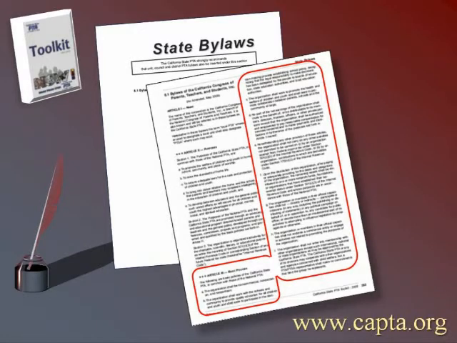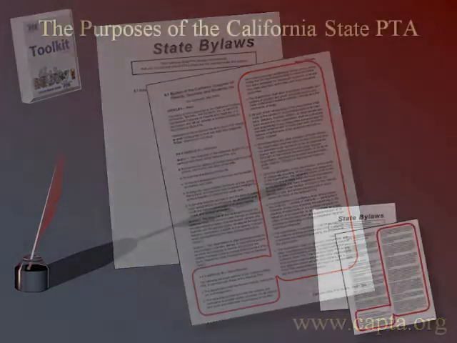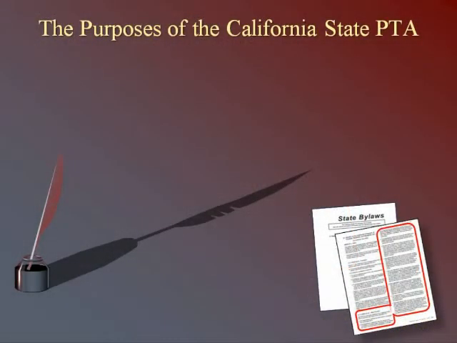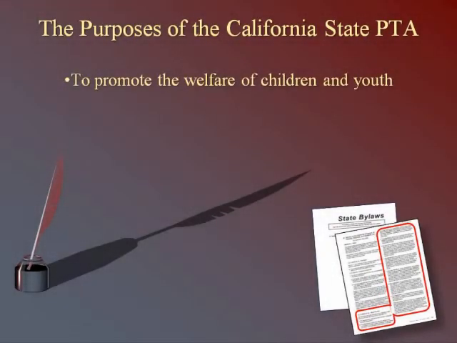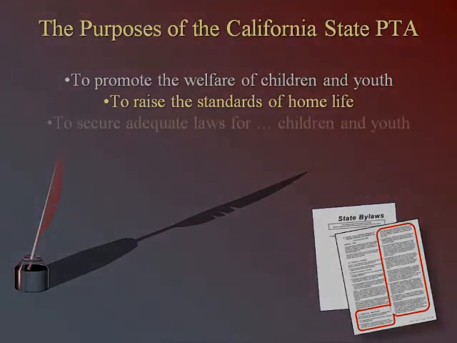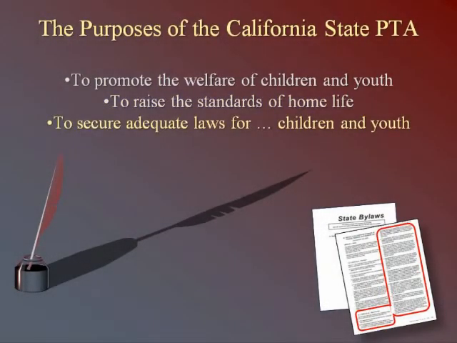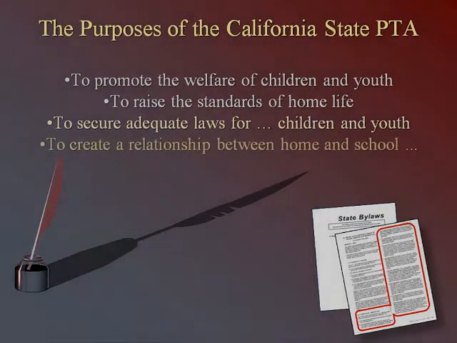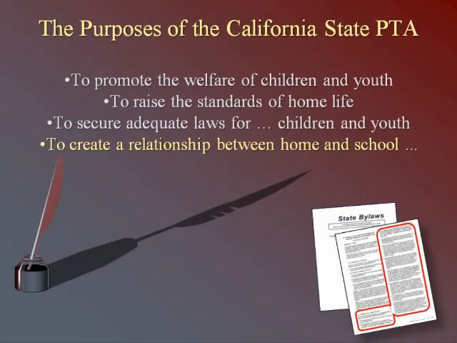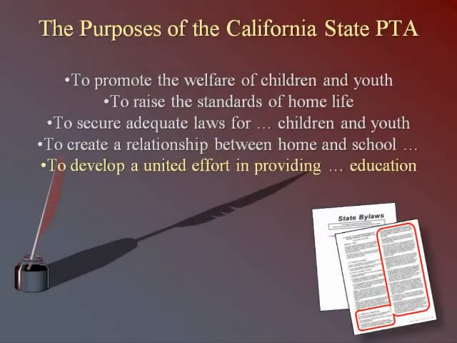The purposes of the association are to promote the welfare of children and youth, to raise the standards of home life, to secure adequate laws for the care and protection of children and youth, to create a relationship between home and school with parents and teachers cooperating intelligently in the education of children and youth, and to develop a united effort in providing the highest advantage in physical, mental, social, and spiritual education.